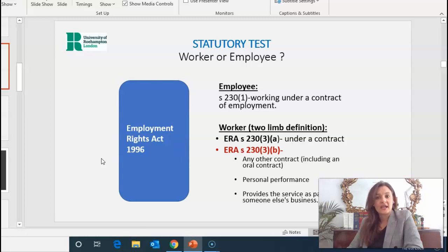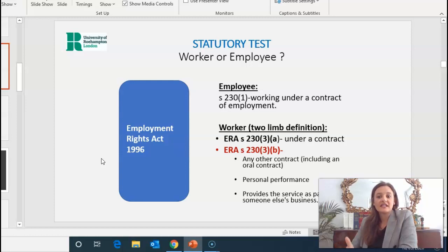A worker, there's a 2-limb definition for it. They have to be working under a contract of employment. Okay, fine. It has to be any kind of contract. It can be oral or in writing, etc. They have to agree to personally do the work. So it's them who undertakes the tasks. It's that person who will deliver the meals if they're a deliverer. It's that person who will deliver the parcels if they're working for a courier company. So they personally provide the service. They can't outsource that to somebody else to do it.